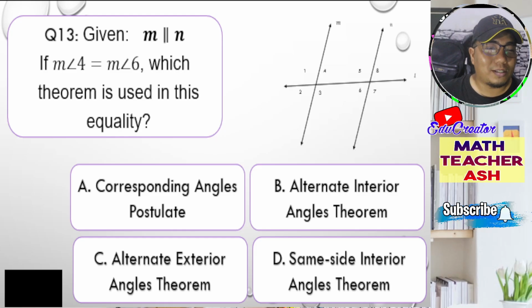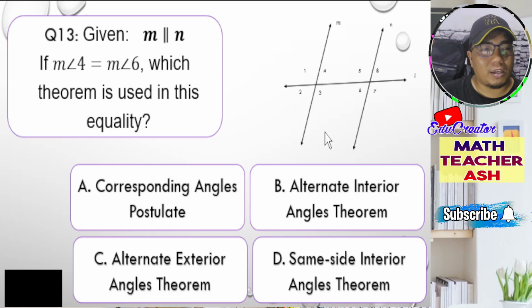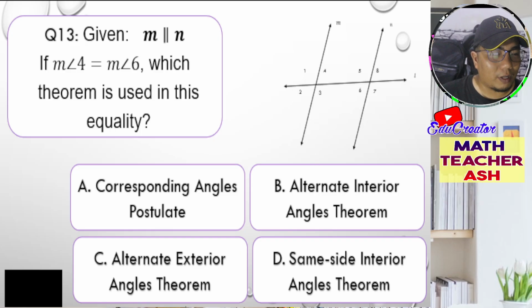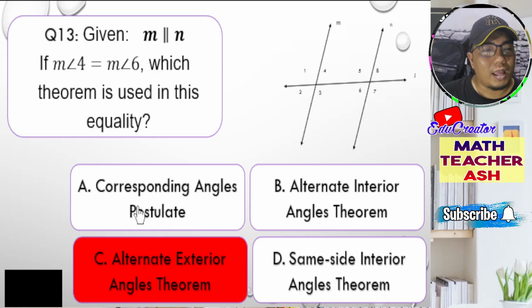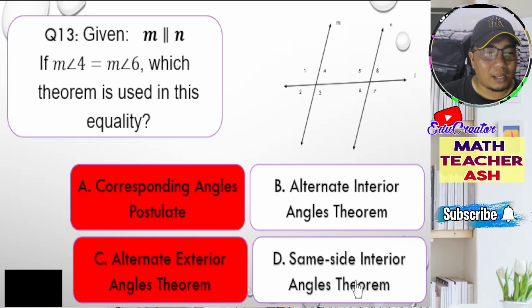Okay, math learners, this question is very easy. Why? Because we are talking about angle 4 and angle 6. As you can see, these are inside, the interior of this given figure. So therefore, the exterior is already wrong, so letter C is already wrong. Now, of course, this is not corresponding angles because, as you can see, the position is not the same. So this is also wrong. Now, we only have same side interior angles and alternate interior angles. Which of these two is the correct one?